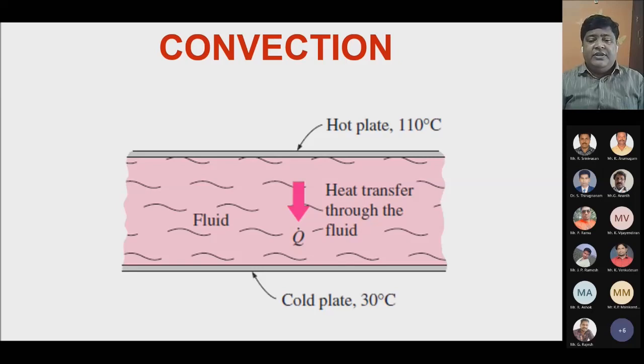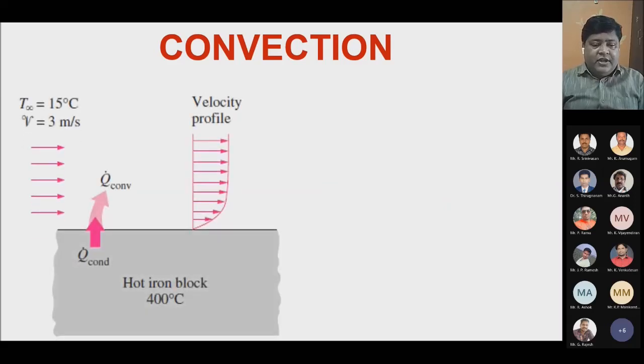Maybe we just try to understand this example. So here, when we see convection again, you have a hot iron block at 400 degrees Celsius, and the fluid coming from the ambient at 15 degrees Celsius with 3 meter per second velocity is moving over the hot plate, and you can see the velocity profile, which is parabolic in nature.